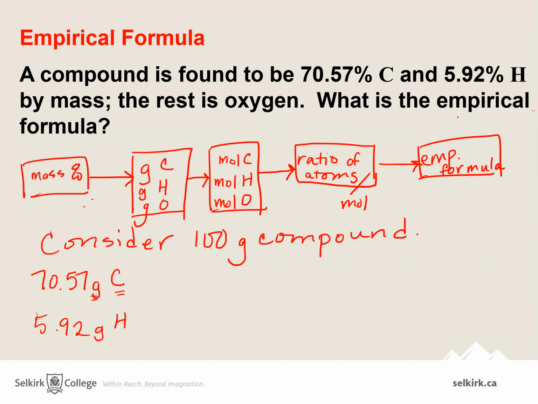I know that the only elements are carbon, hydrogen, and oxygen, so the total mass has to add up to 100. If I take 100 and I subtract 70.57 minus 5.92 grams, I get 23.51 grams of oxygen left over. All right, good start. We're at the second box in the map. And now I want you to pause the video and make the next step without me. Go all the way to the end if you can.